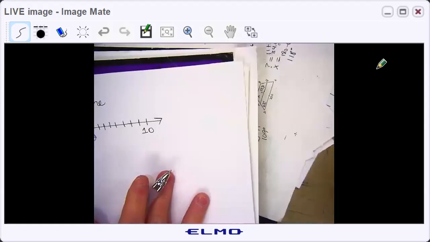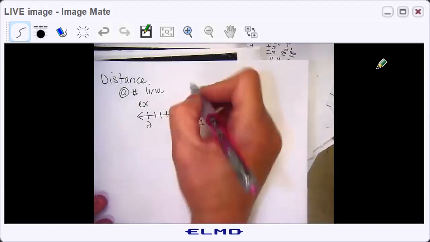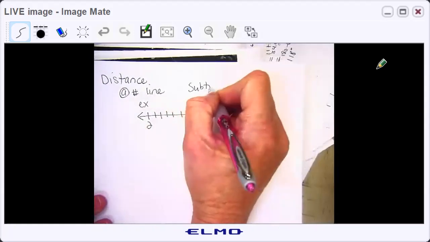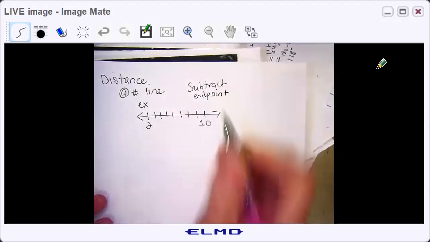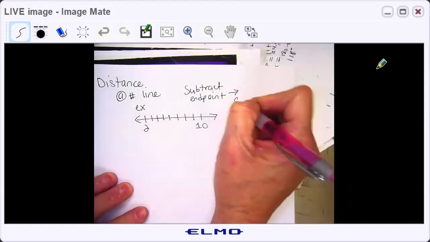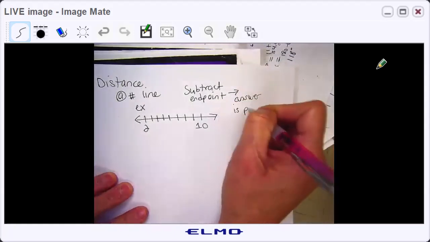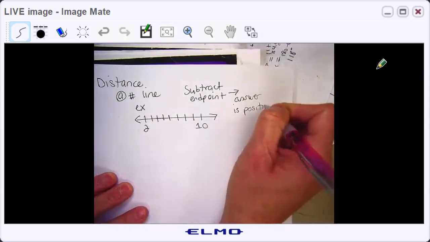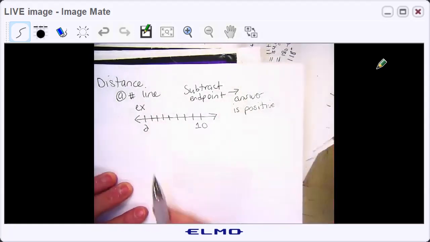So when you're trying to find distance on a number line, the process is to subtract the endpoints, but with one really important exception. Your answer has to be positive. So if you subtract and you get a negative answer, then you're just going to take the absolute value and make it a positive answer. We're never going to have any negative answers when we talk about distance.